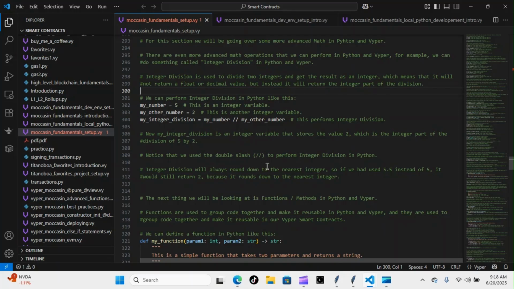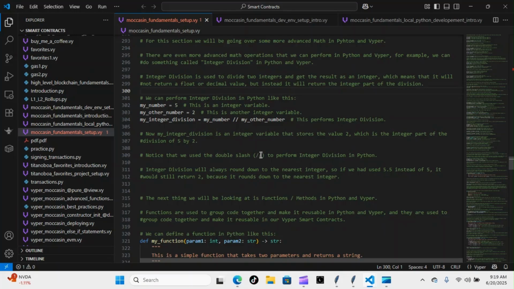Integer division will always round down to the nearest integer, so if we had used 5.5 instead of 5, it would still return 2 because it rounds down to the nearest integer. So 5 divided by 2 will normally give us 2.5, but since we're using integer division, it just gives us back the nearest integer, which will be 2, because we don't deal with floats or decimals. Even if we had used 5.5 divided by 2, it would have rounded that 5.5 down to 5, and we would have divided that by 2 and still got 2 because it only deals with precision.